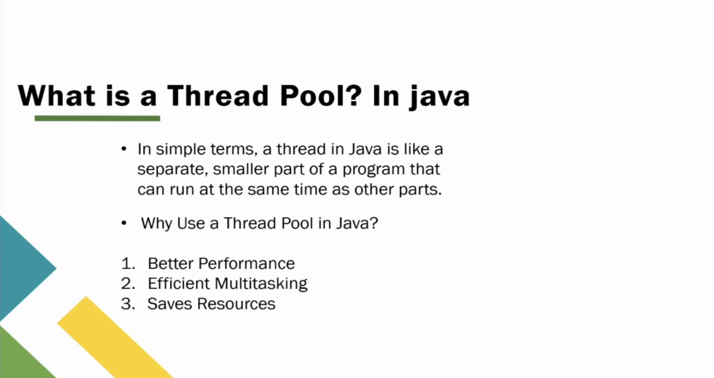Why do we use a thread pool? Thread pools are used to improve the efficiency and performance of applications that need to handle multiple concurrent tasks or operations, especially in situations where creating a thread for each task would be inefficient.